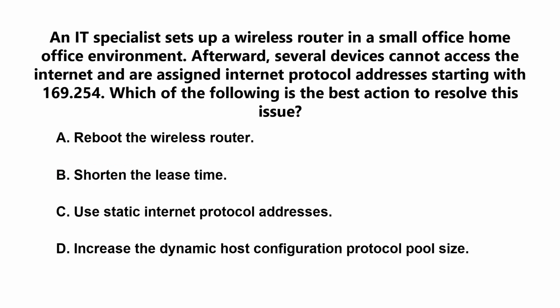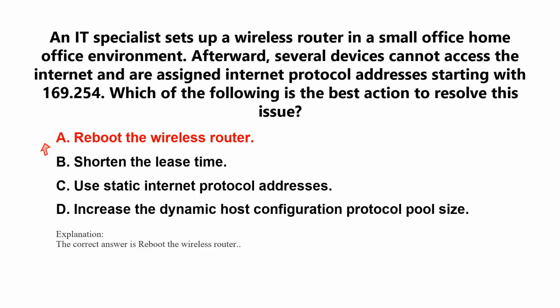Question 35. An IT specialist sets up a wireless router in a small home office environment. Afterward, several devices cannot access the internet and are assigned internet protocol addresses starting with 169.254. Which of the following is the best action to resolve this issue? Option A, reboot the wireless router. Option B, shorten the lease time. Option C, use static internet protocol addresses. Option D, increase the dynamic host configuration protocol pool size. The correct answer is option A, reboot the wireless router.